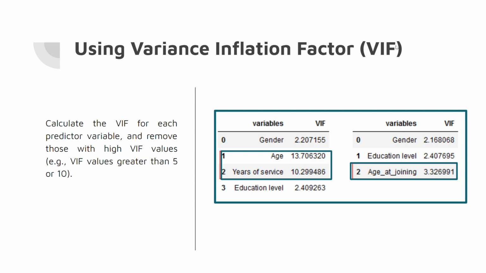Another statistical measure is variance inflation factor (VIF). The VIF measures how much the variance of an estimated regression coefficient is increased due to multicollinearity. A VIF value of 1 indicates no multicollinearity, while a VIF value of 5 or higher may indicate that multicollinearity is a problem.